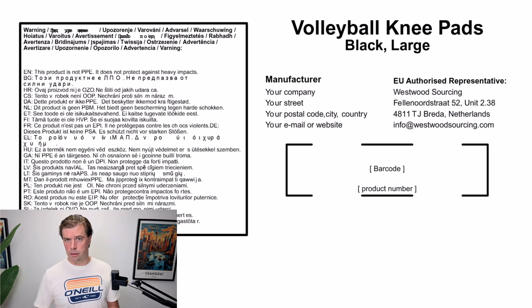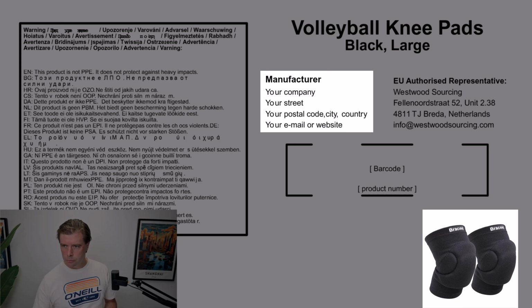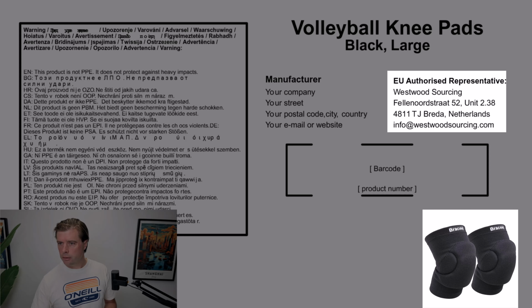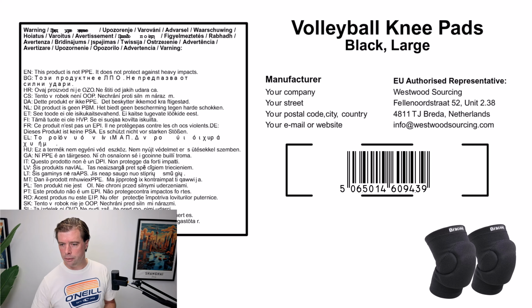In this case, it's volleyball knee pads. We have placed our manufacturer details here. We have our EU authorized representative details here. And we've made a clear distinction in who is the manufacturer and who is the authorized representative. And next, here we will place the barcode and the unique product number.